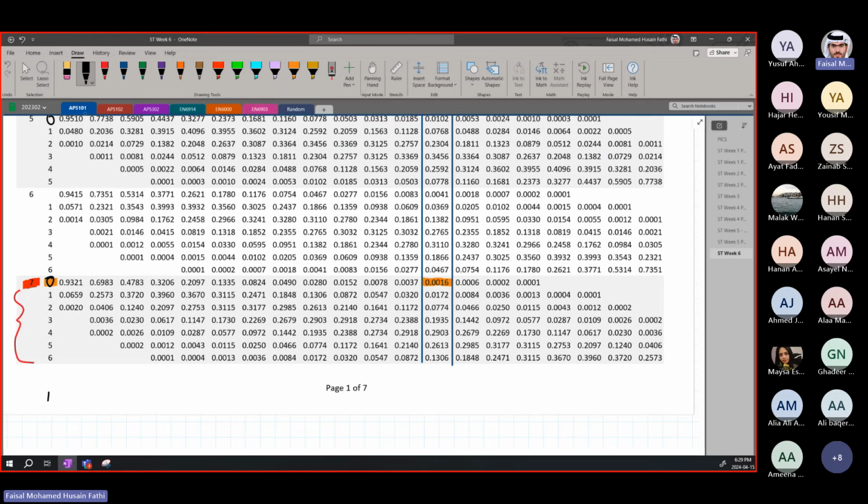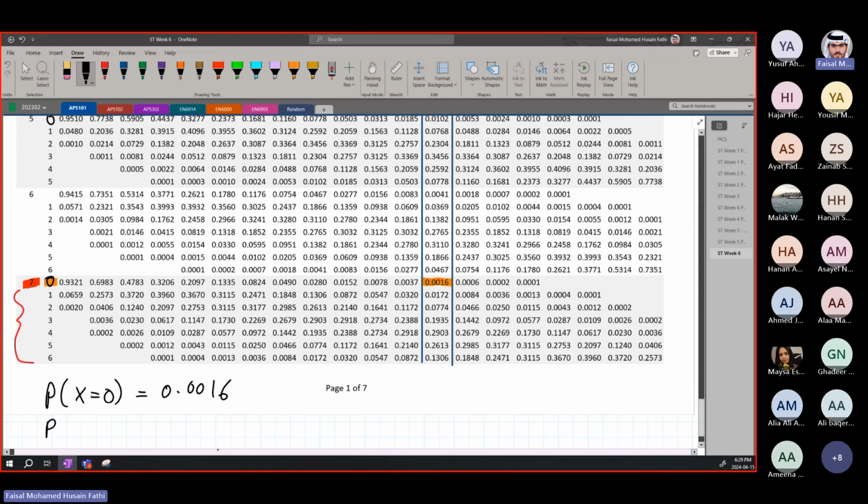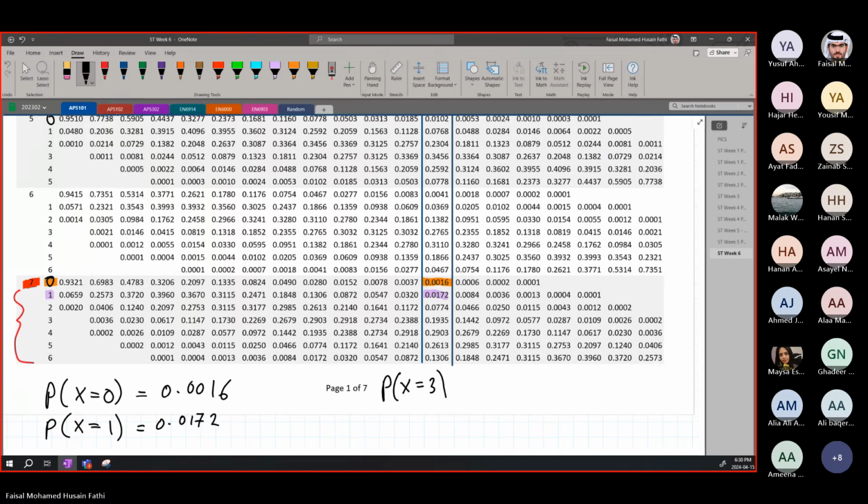So P of x equals 0 is going to be equal to 0.0016. Remember earlier we found 1.6 times 10 to the minus 3. It's the same thing. Now P of x equal to 1. We're going to look at 1, and the value is 0.0172.